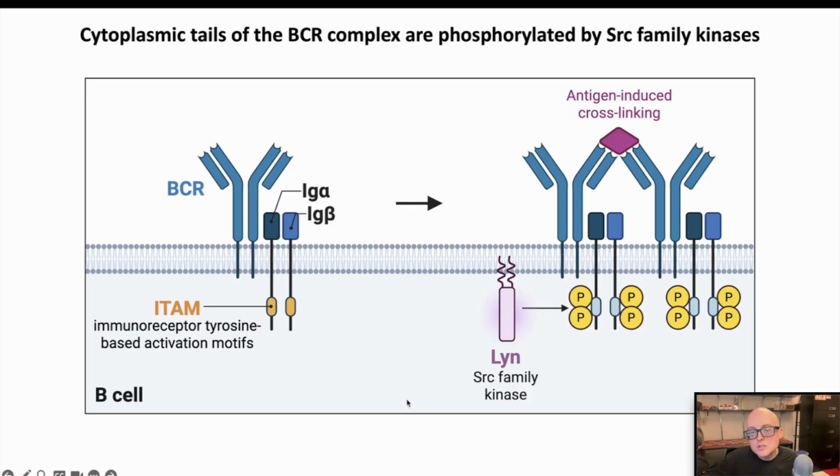And Lyn is a particular Src family kinase that is probably the most important one that initiates signal transduction downstream of the cross-linking of B cell receptors. There are some others I'm not mentioning here, but I think Lyn is the most important one to note. I should say that Lyn is a tyrosine kinase, and so it can phosphorylate these tyrosine residues, these ITAMs, on the cytoplasmic tails of Ig alpha and Ig beta. And you can see these phosphate groups being added here in this image. So now these phosphorylated ITAMs can serve as docking platforms for additional signaling molecules to bind.